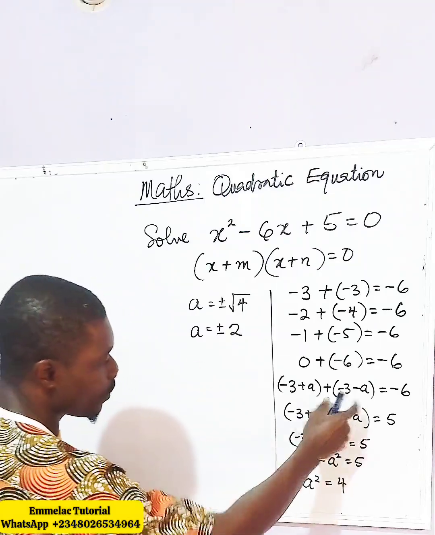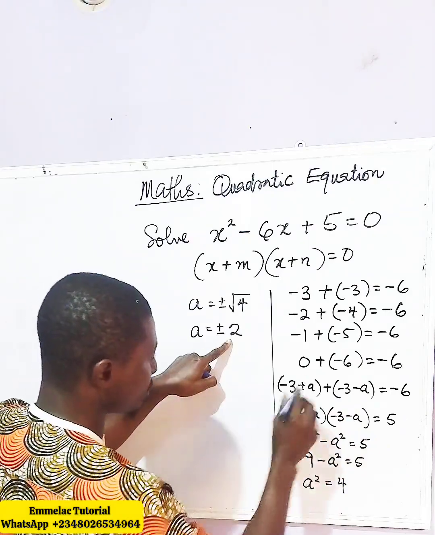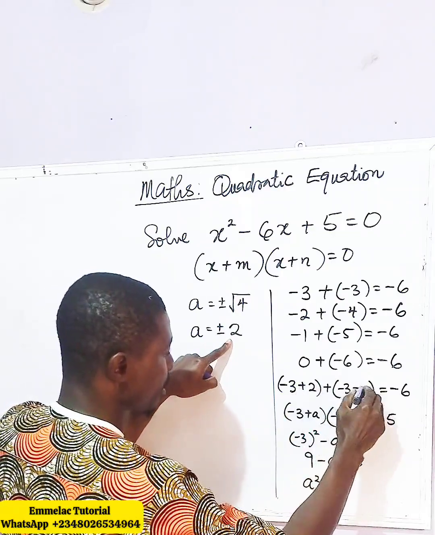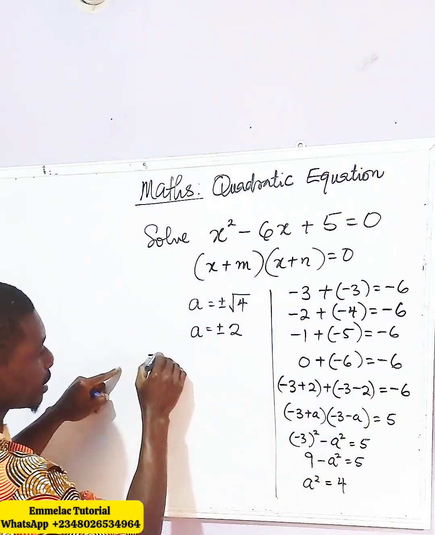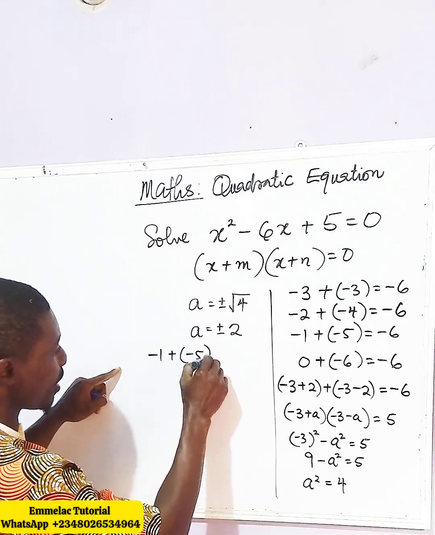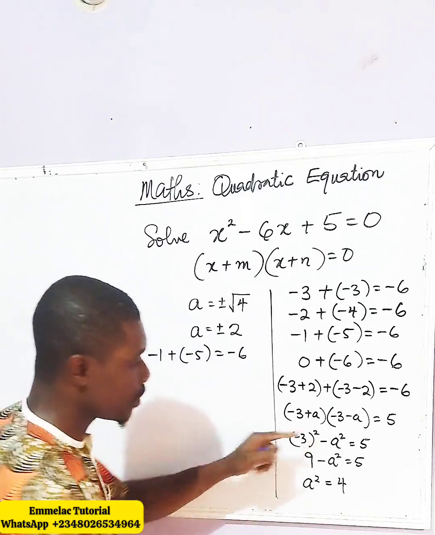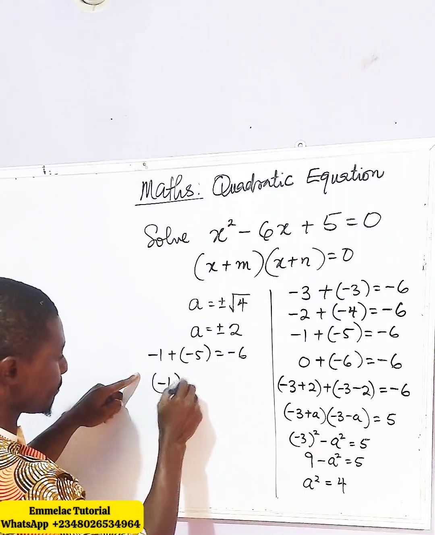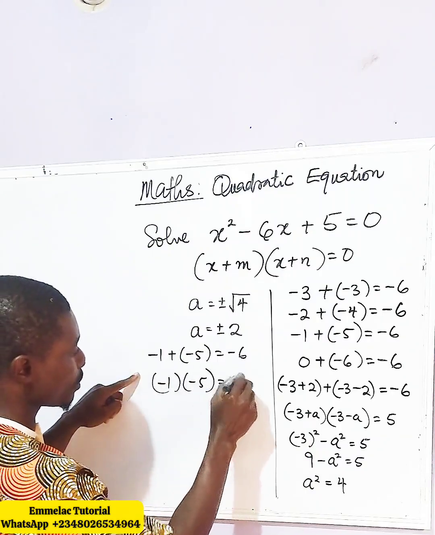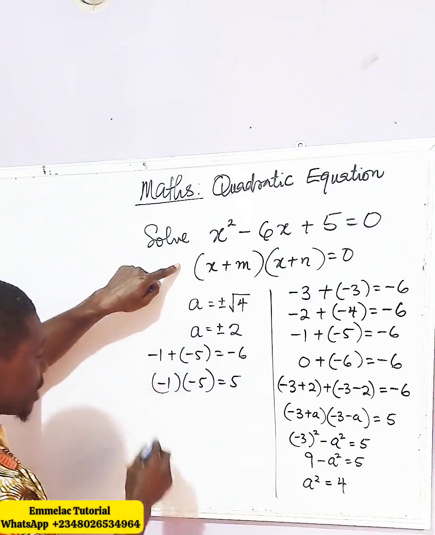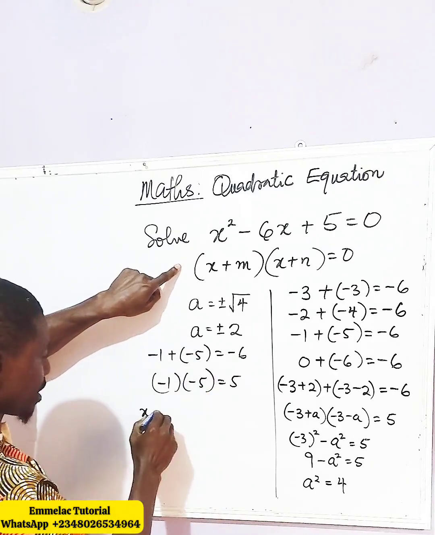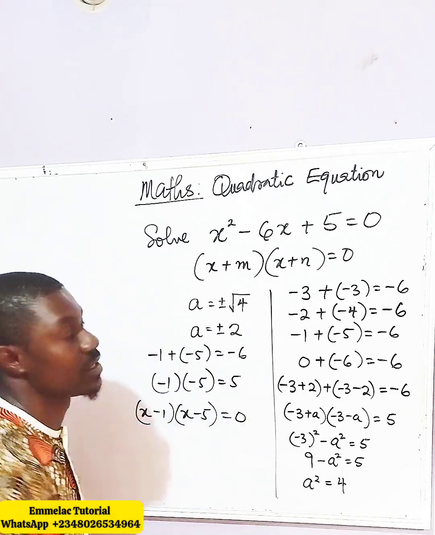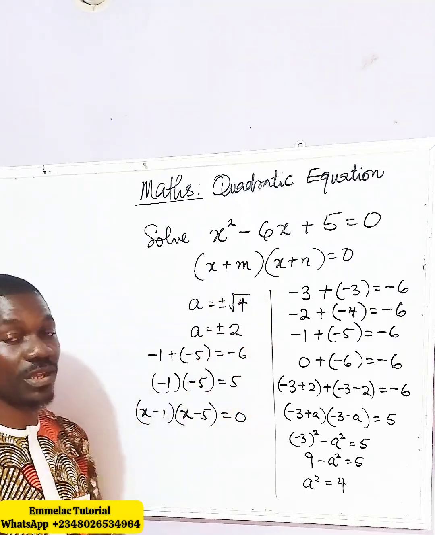So for this, let me replace this a, but I'm using 2. So this is 2 and this is 2. So we end up having negative 1, then plus negative 5, giving off negative 6. Negative 1 times negative 5 will give us what? 5. So at this point, we can now say this is x minus 1 into x minus 5 equals 0. So we've now solved the quadratic equation.